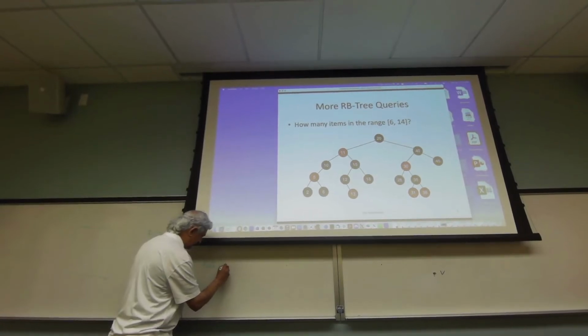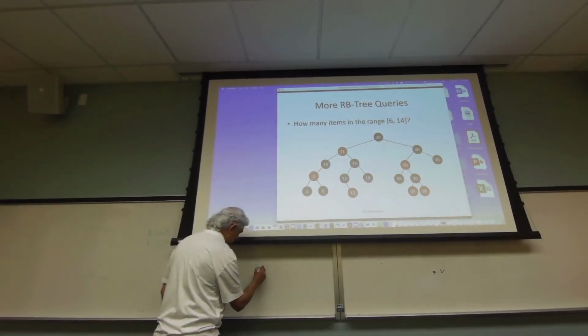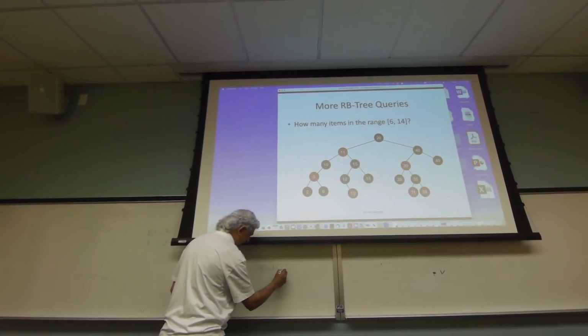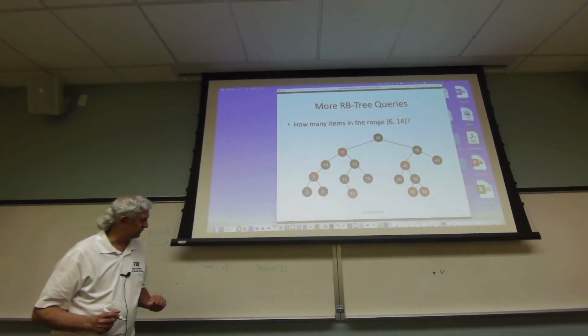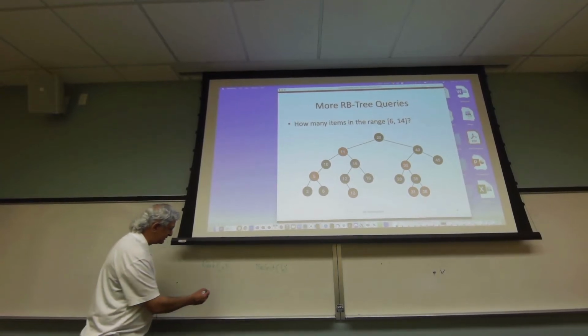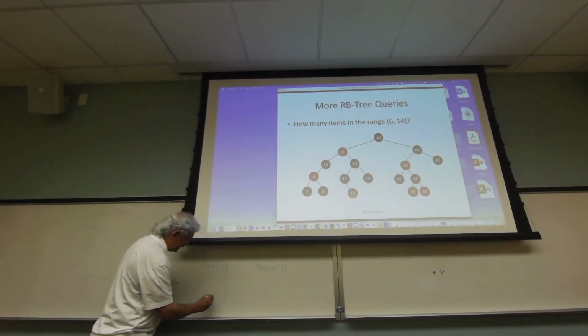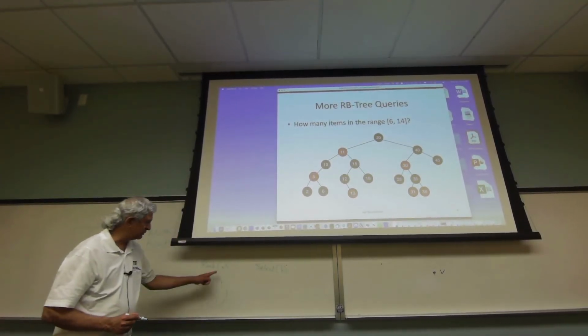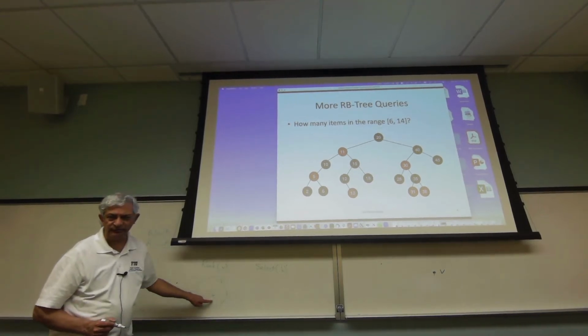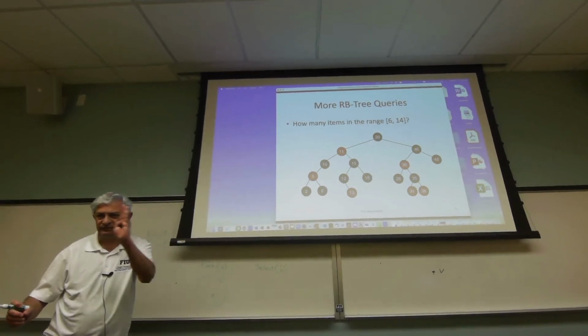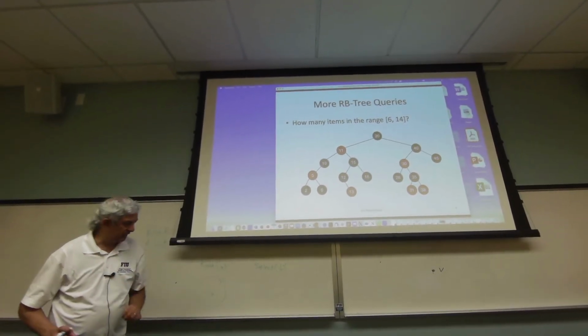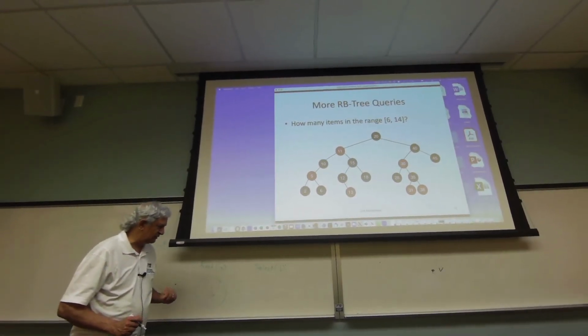So rank of x and something called select of k. These are actually complementary operations. The rank of x says, I give you a set of items, somewhere here is x. Your job is to tell me what is the rank of this guy, which means if I put them in sorted order, where does it stand? Okay, so that's what rank is.